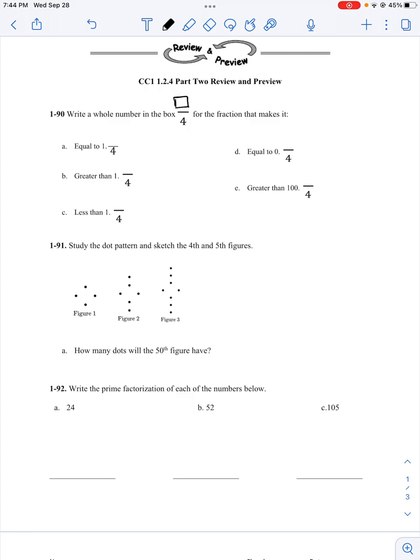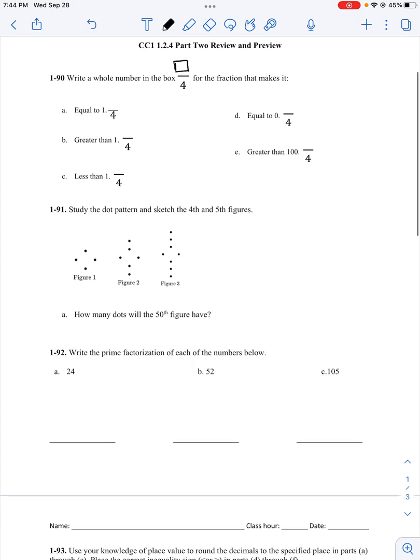So for part A, it needs to be equal to 1. Well, we talked in class, anything that's equal to 1 has the same numerator and the same denominator. So it has to be 4. B is greater than 1. So if 4 makes it 1, then anything 5 or larger will make it greater than 1.